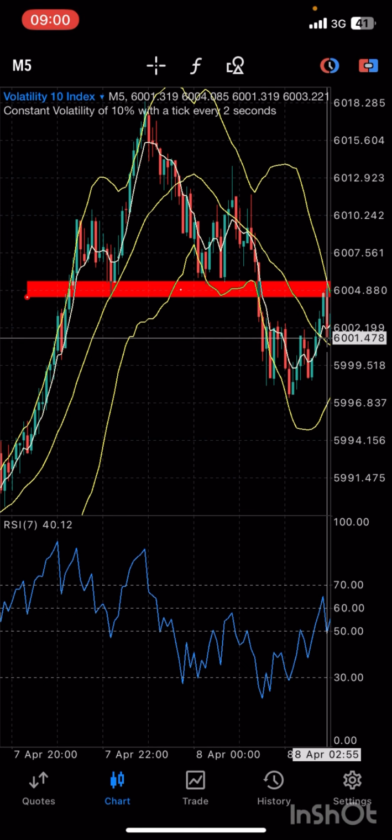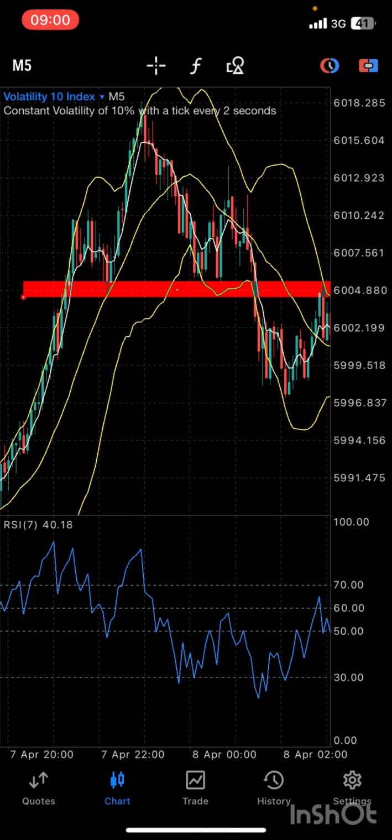Remember, this is a scalping strategy. This will help you build your account. I promise you that. Okay, so the moment this candle closes below the moving average, we take a sell all the way down to the bottom of the Bollinger Band. So let's see how this trade goes.